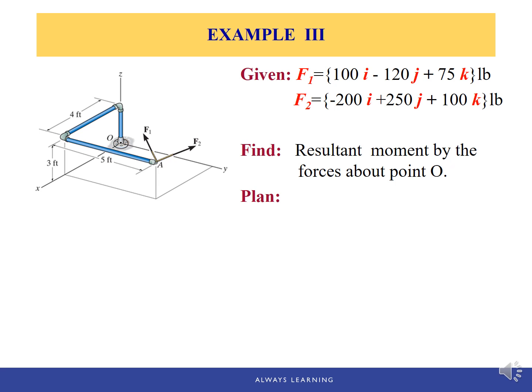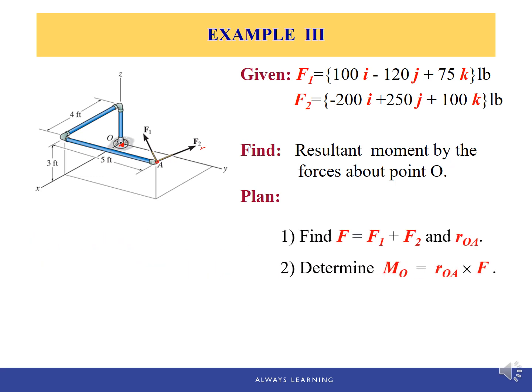Example 3. In this example, we have two forces given in vector form, F1 and F2. We are looking for the resultant moment by the forces about point O. So based on the principle of moments, we can calculate the moment of F1 about point O, and then calculate the moment of F2 about point O separately, meaning we can do R cross F1 plus R cross F2.